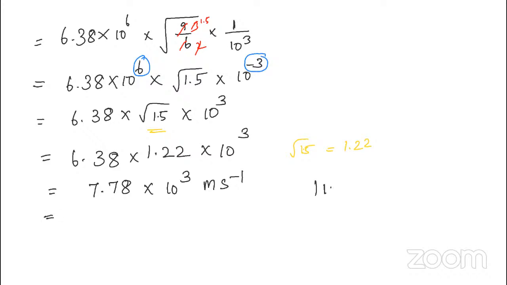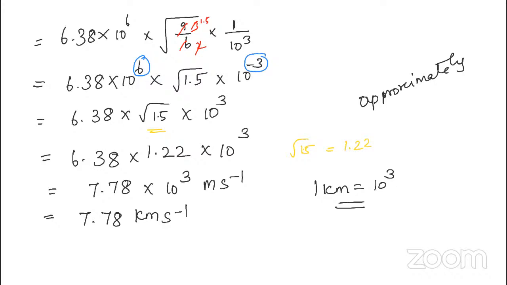So 1 kilometer is equal to 10 power of 3 meter. So simply we are writing 7.78 kilometer second power minus 1. So if you go for the options, which one is correct? It is approximately option C. C is the right one.